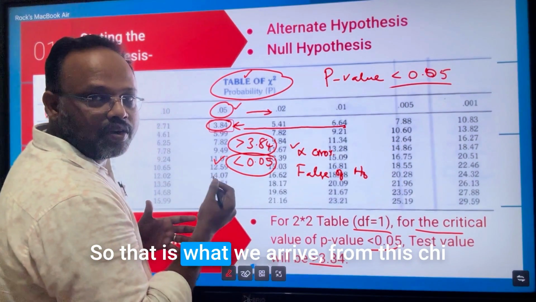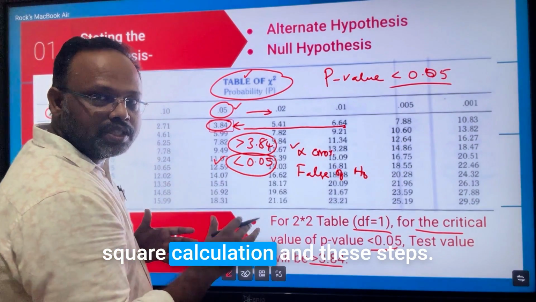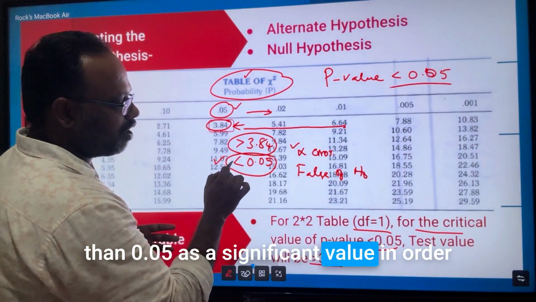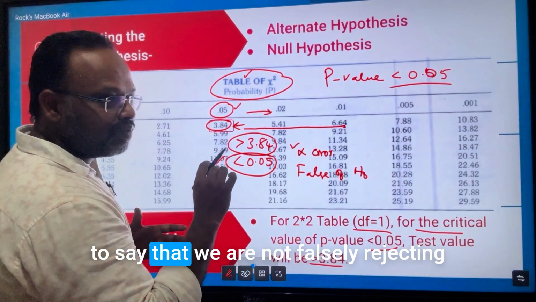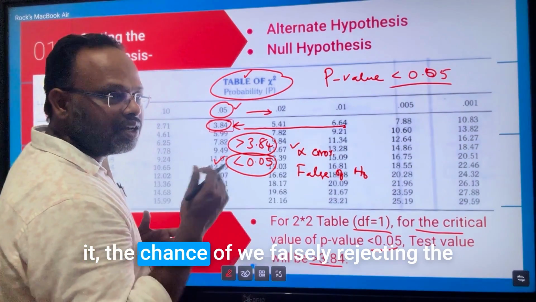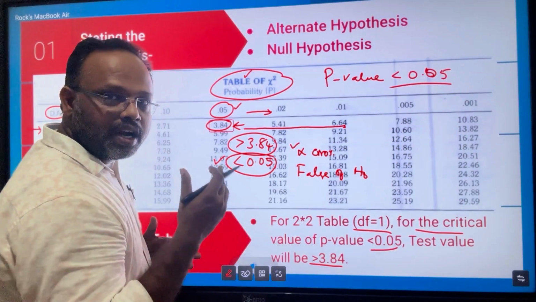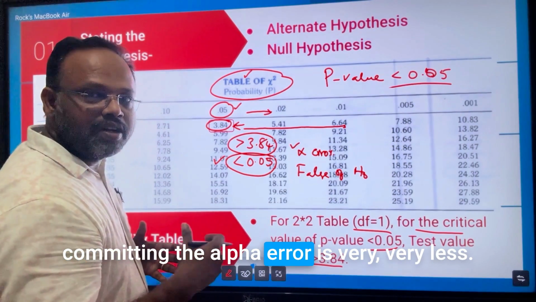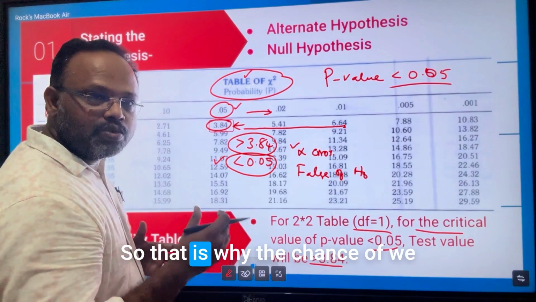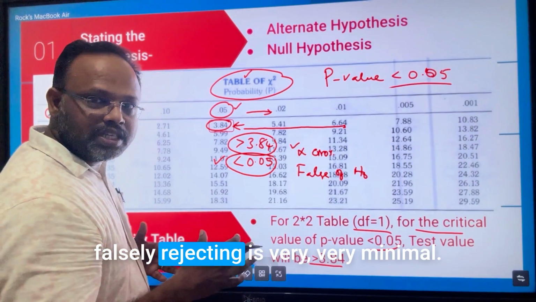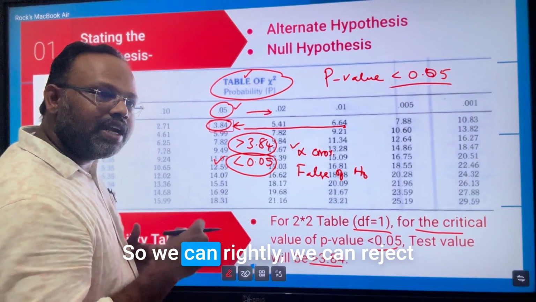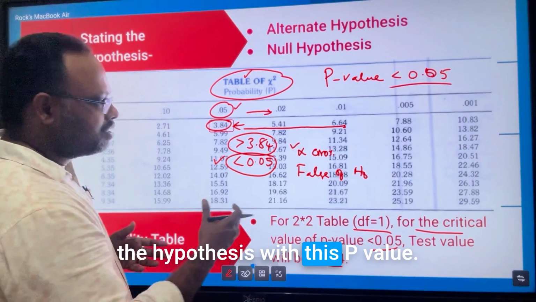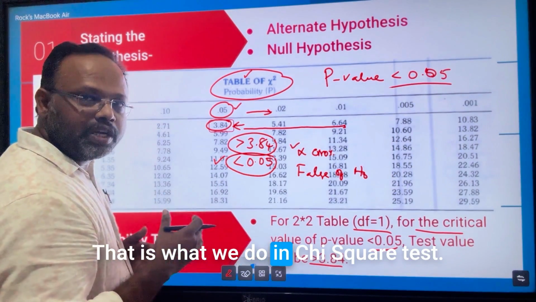So that is what we, from this chi-square calculation and these steps, so we are obtaining the p value less than 0.05 as a significant value in order to say that we are not falsely rejecting it. The chance of we falsely rejecting the null hypothesis is very, very less. The chance of we committing the alpha error is very, very less. So that is why the chance of we falsely rejecting is very, very minimal. So we can reject the null hypothesis with this p value. That is what we do in chi-square test.